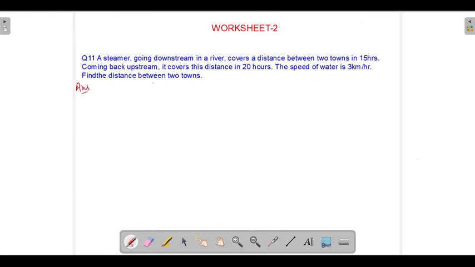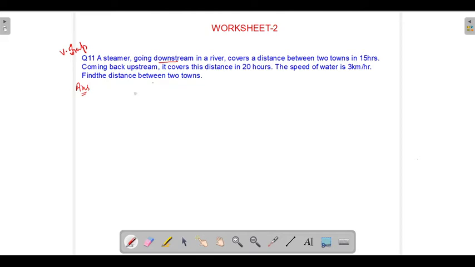Question number 11 is related to the upstream and downstream concept. The question is: a steamer goes downstream in a river and covers the distance between two towns in 15 hours, and coming back upstream it covers the same distance in 20 hours. The speed of the water is given as 3 km per hour, and we have to find out the distance between the two towns. So, what is given here?